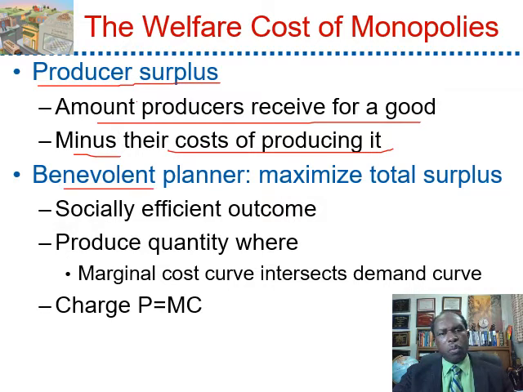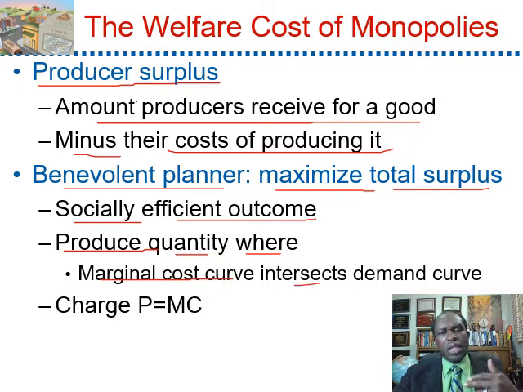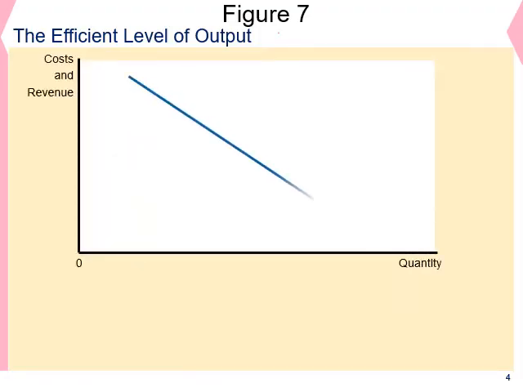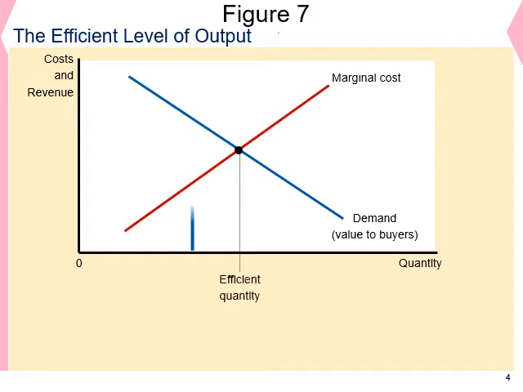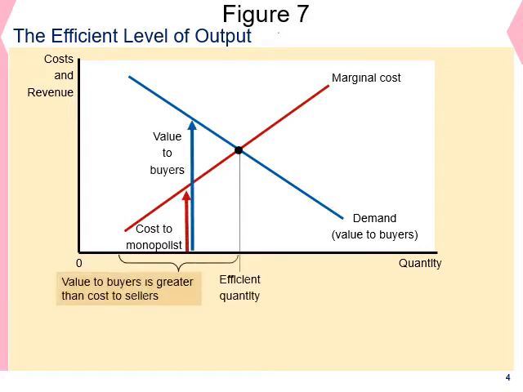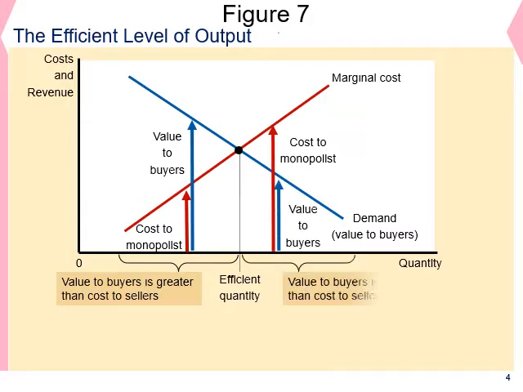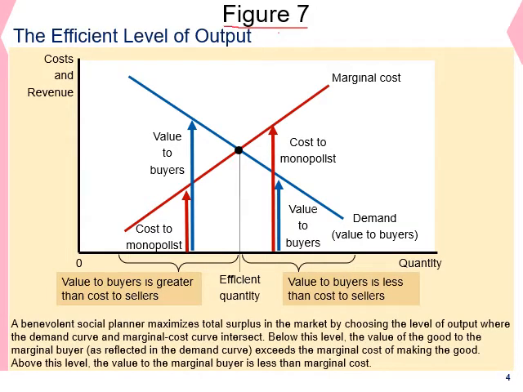So the benevolent planner maximizes total surplus, so it's going to be the socially efficient outcome. The society will be producing the quantity where marginal cost intersects the demand curve, and will charge a price equal to marginal cost. Figure number 7 deals with the efficient level of output.